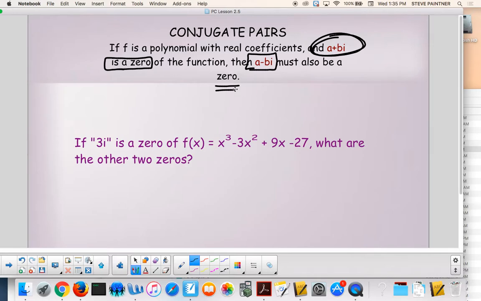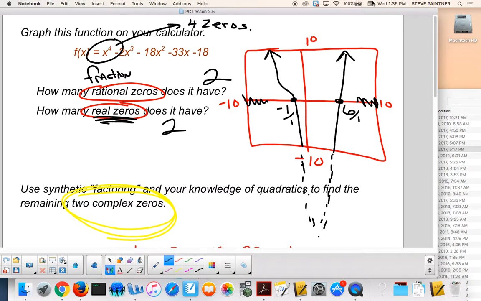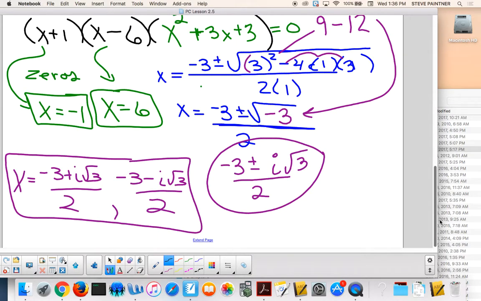What is it? Opposite. Not opposite, it's conjugate. I get what you're saying when you say opposite, but if I told you 6 minus i is a 0, you should say, so is 6 plus i. That's what you should be thinking. And I don't have to prove it to you because look, it's right here. Didn't we just do this? -3 plus i square root of 3, -3 minus i square root of 3. They come in conjugate pairs. That's what they always do.